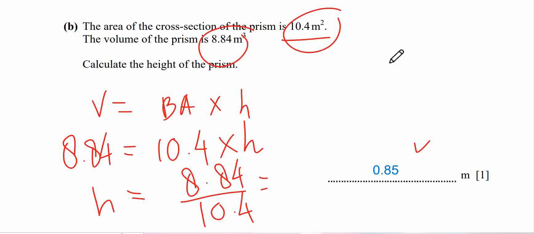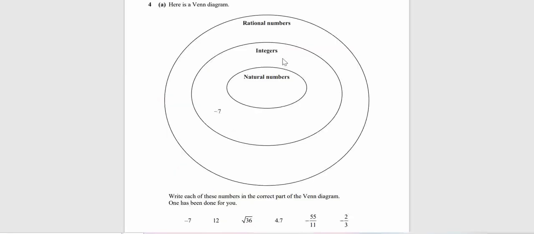Next, we're now in question 4. It is a Venn diagram of natural numbers, integers, and rational numbers. Write each of these numbers in the correct part of the Venn diagram. One has been done for you, so -7 is in here because -7 is an integer. So 10 seconds from now.